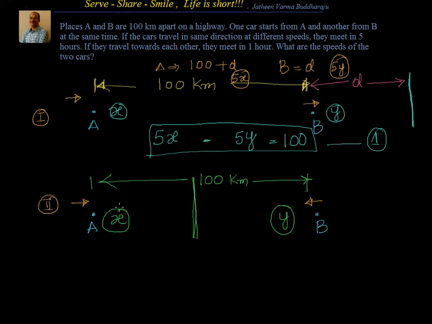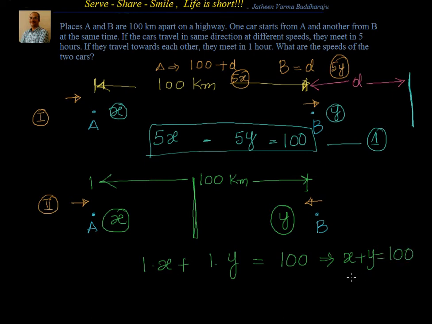The distance covered by A and the distance covered by B in 1 hour, if you add up, should be equal to 100 kilometers, because you are starting from A and B and traveling towards each other. So can I say 1 into x plus 1 into y equal to 100, or x plus y equal to 100?